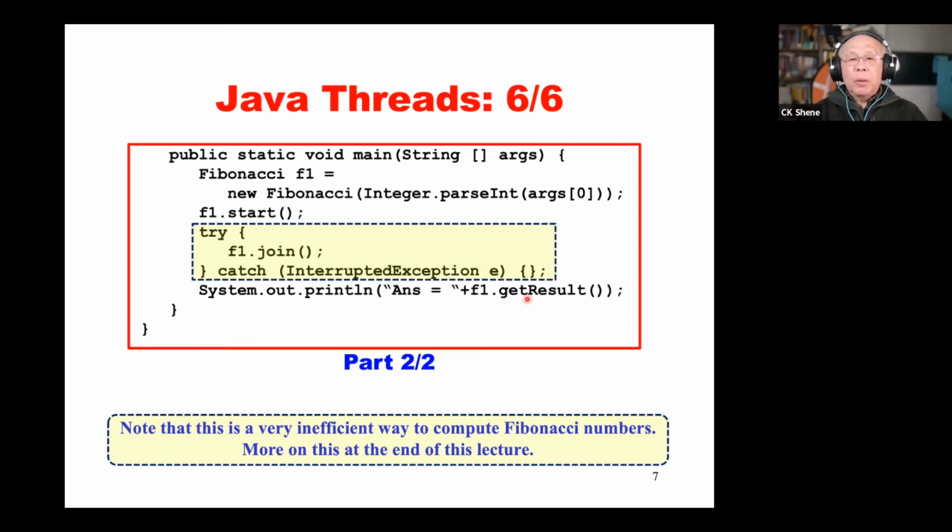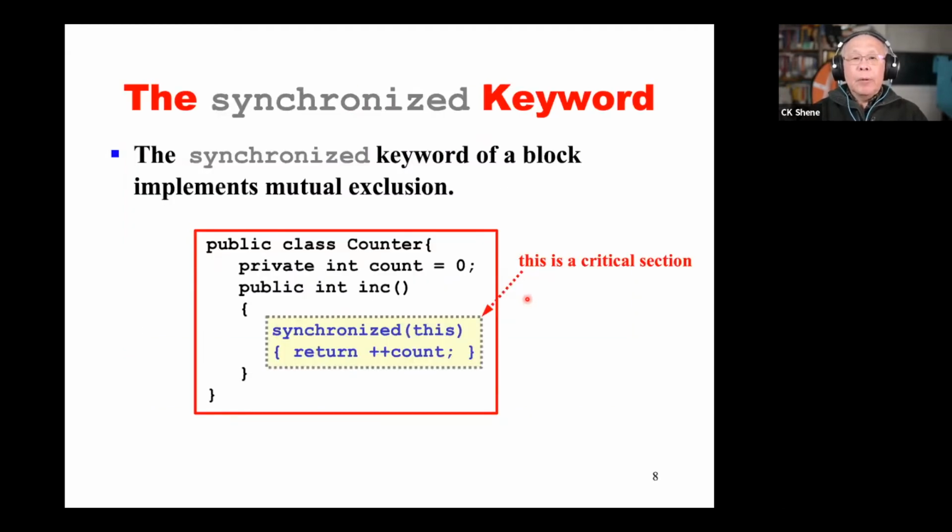You probably would not use this method to compute Fibonacci numbers, because this way is very, very inefficient. If you don't believe me, just consider there's a recursion. We will return to this point if you are interested at the end of this lecture. Now, we know how to create thread and how to join thread.